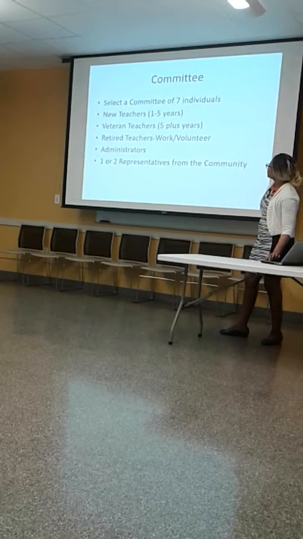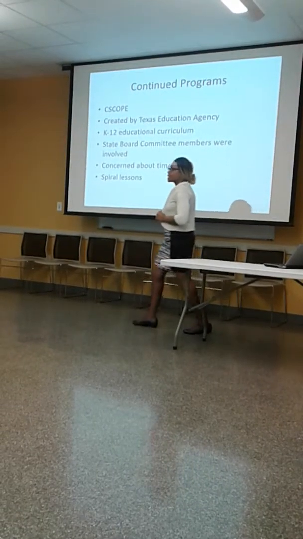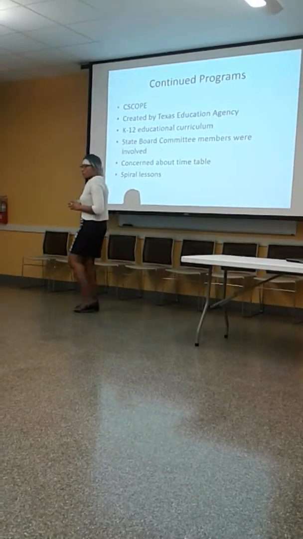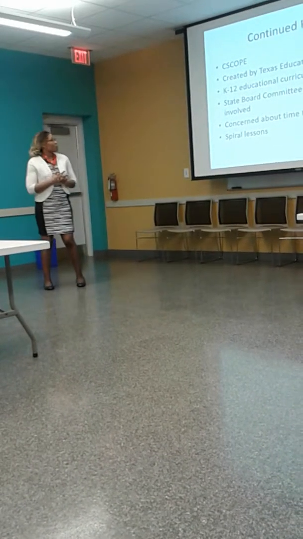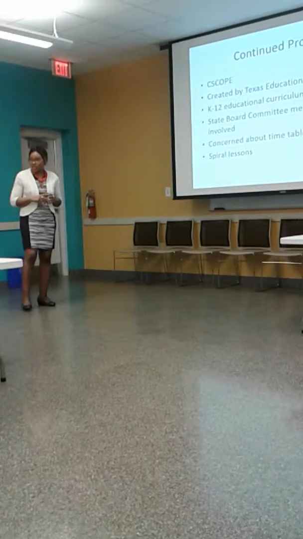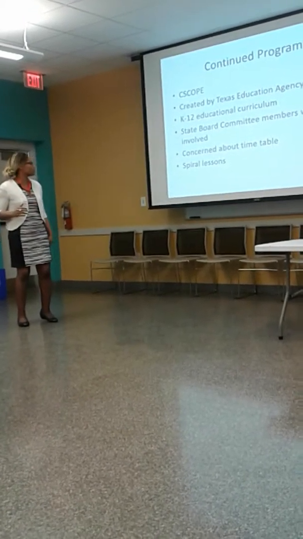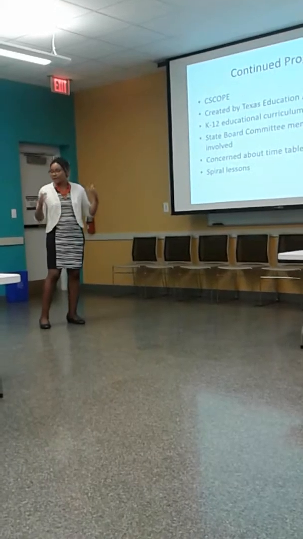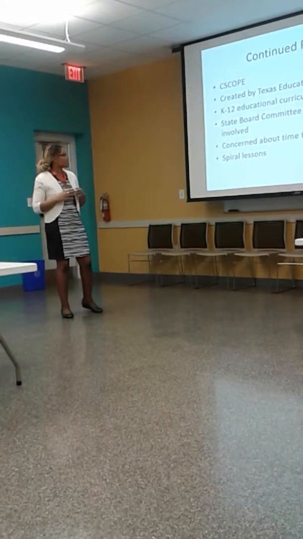That we're going to analyze is entitled C-Scope. Okay? C-Scope. Now, I've utilized C-Scope, and C-Scope is a great program as well. C-Scope is created by the Texas Education Agency. It is K through 12. It's an educational curriculum. State board committee members were involved with this program, so that's a plus. And it's concerned about timetable.